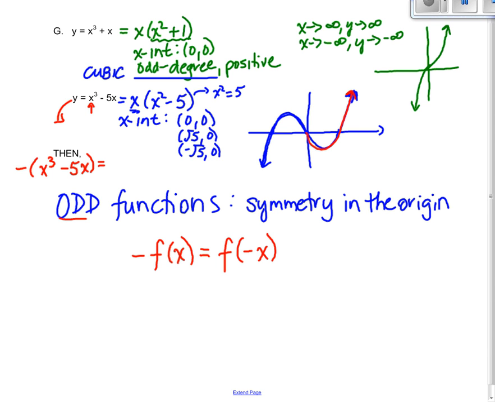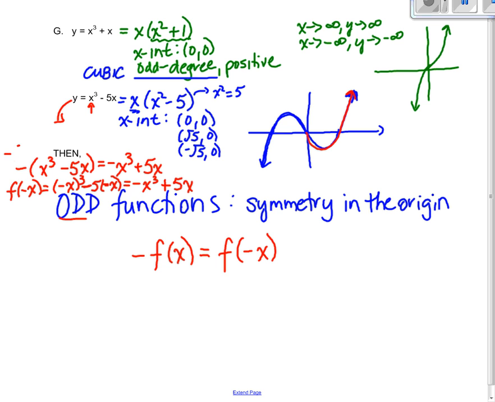So let's see what we get when we do that. Negative x cubed plus 5x. Is that the same thing as replacing f at minus x? That is when I replace each x with negative x: negative x cubed minus 5 times minus x. If I tidy that up, I will get negative x cubed, because I've got 3 negatives, and a negative times a negative is negative. And for the second term, a negative times a negative is a positive 5x.